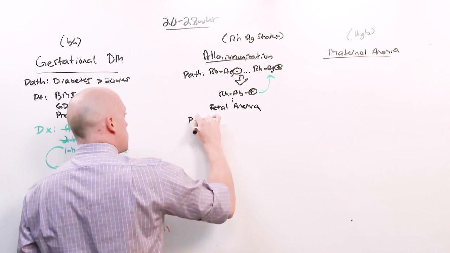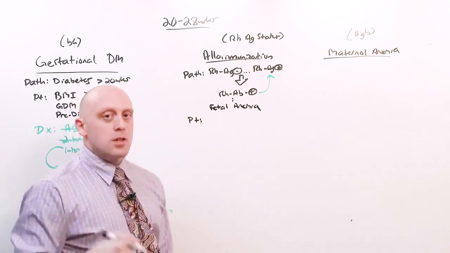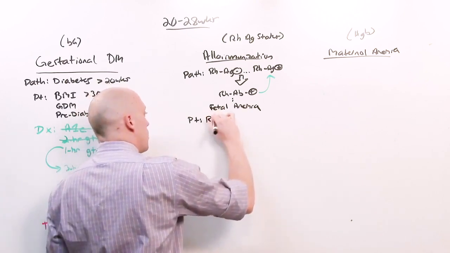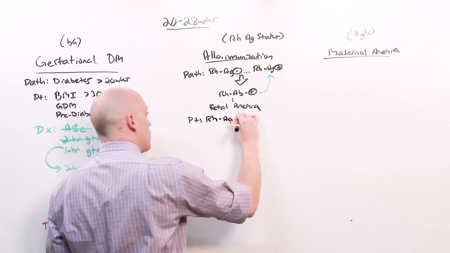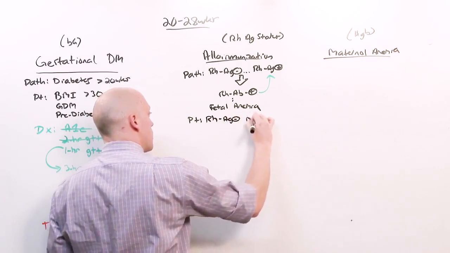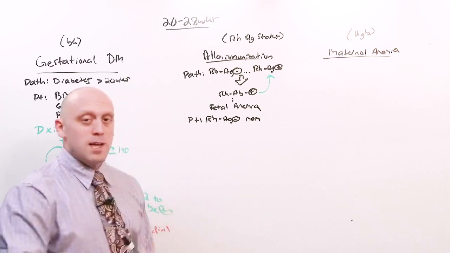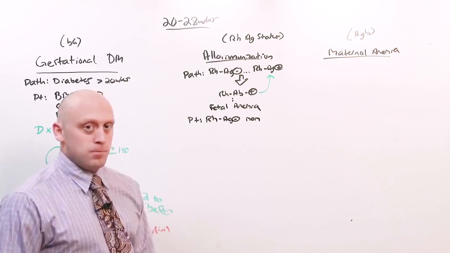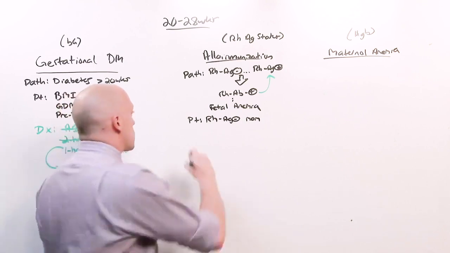The patient is going to be someone who's screened in during the first trimester labs. So you're only going to take an Rh antigen negative mom during the first trimester labs and consider talking about alloimmunization at this point. You're going to do a screen.